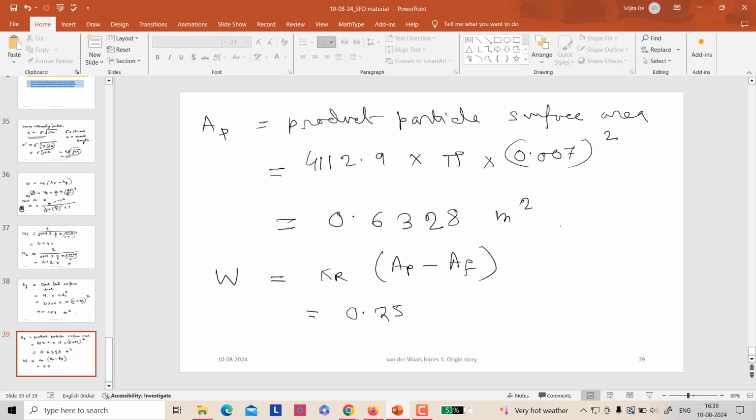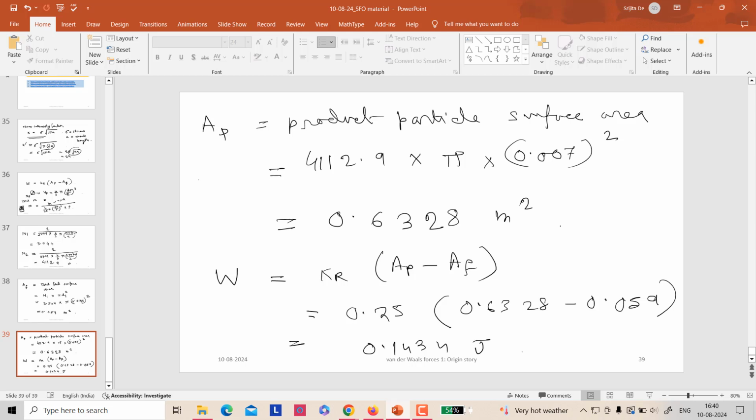0.25 joule per meter square, and this is multiplied by 0.6328 minus 0.059. So it is coming as 0.1434 joule, right?